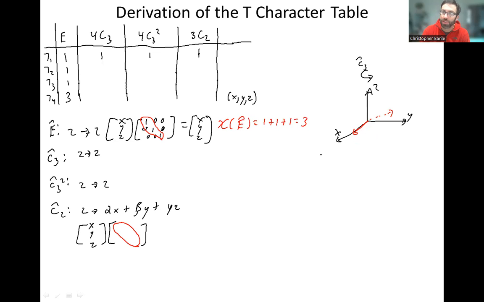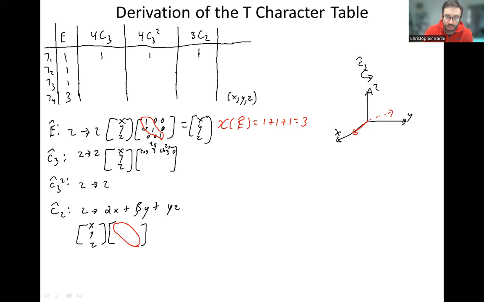We know that we have to use the rotation matrix. What we're going to end up with is a 3x3 matrix with the 2x2 rotation matrix embedded in it, and we know what that is. It's just cosine of 2 pi over n. Here we're doing a C3 rotation, so we have cosine 2 pi over 3, sine 2 pi over 3.